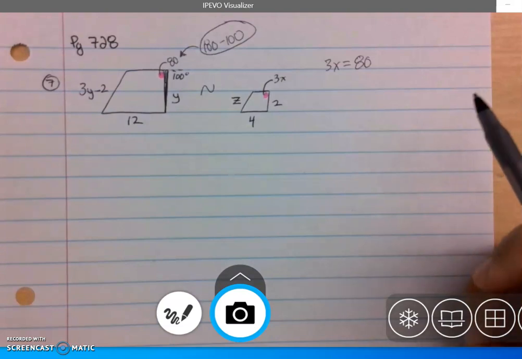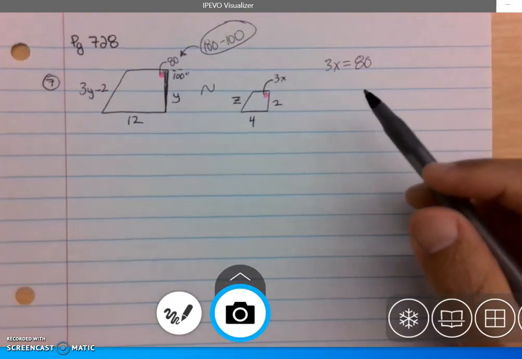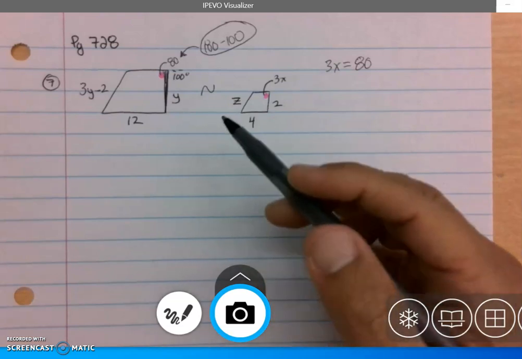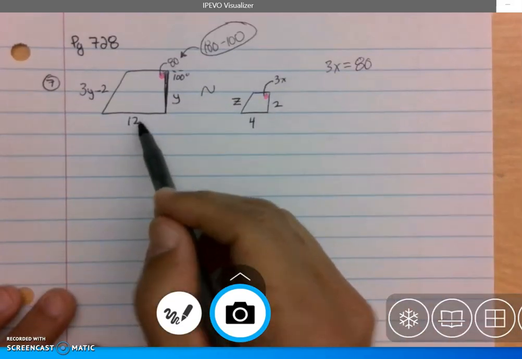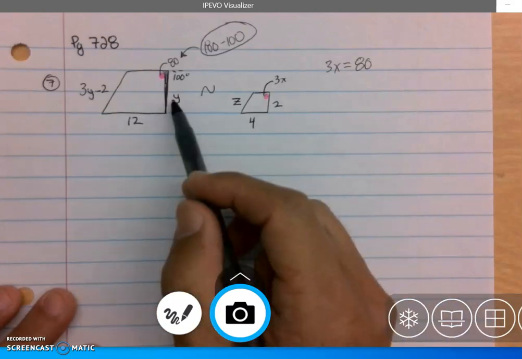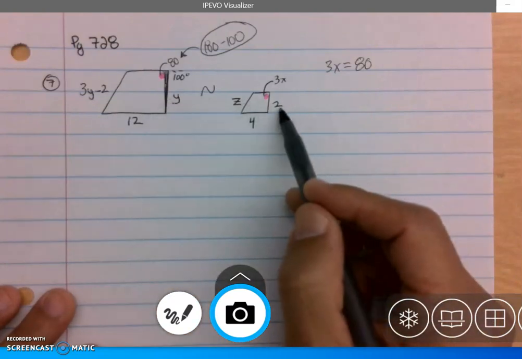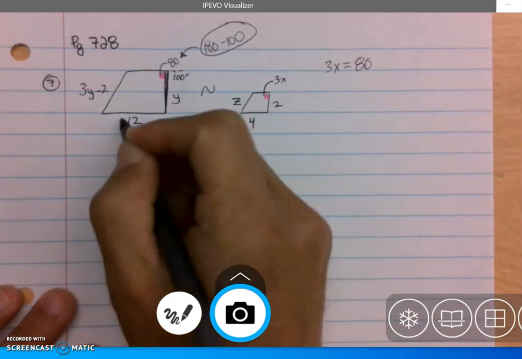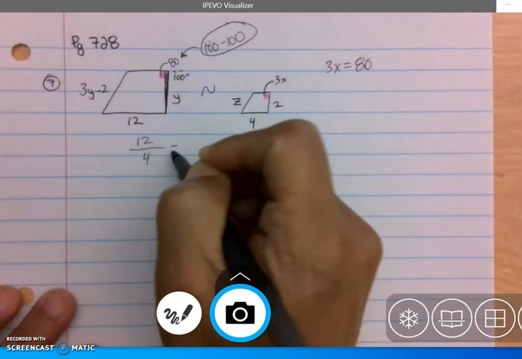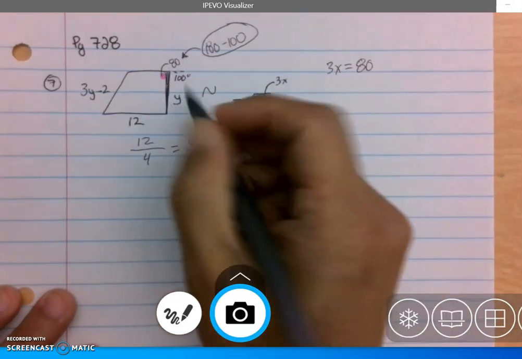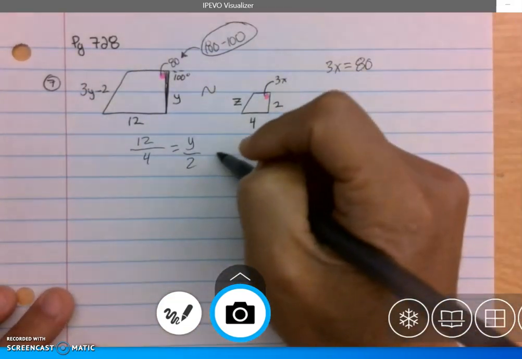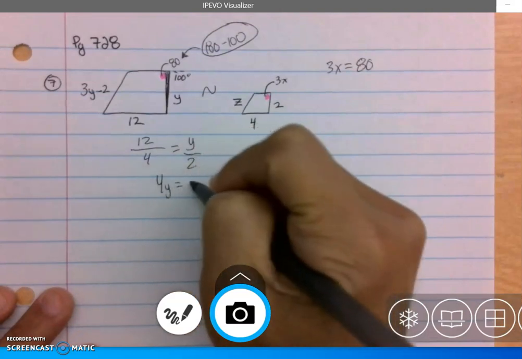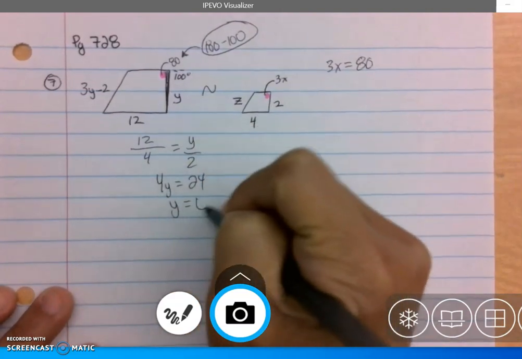To solve for y, we are going to use proportions here. We're going to say big trapezoid to small trapezoid. So we're going to say 12 on the bottom to 4 on the bottom is equal to y, the up and down line, is to 2. And then you would simply cross multiply this and solve for y. So it looks like y is going to be 6.